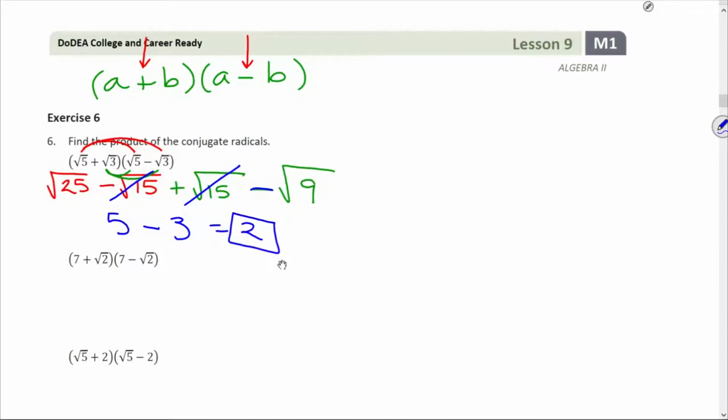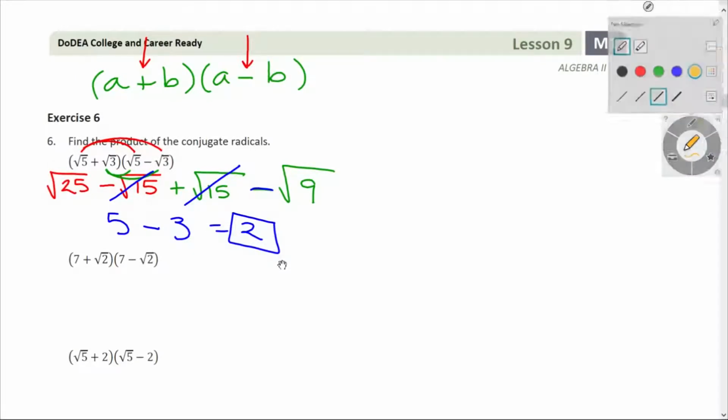So something about conjugates and that middle term canceling out, and we will frequently get rid of radicals. They're very helpful for us in that way because that middle term cancels, we get perfect squares, and we get whole numbers in the end. So if we want to get rid of radicals, something about the conjugate is really useful for us. Let's try one more just to see how it works.